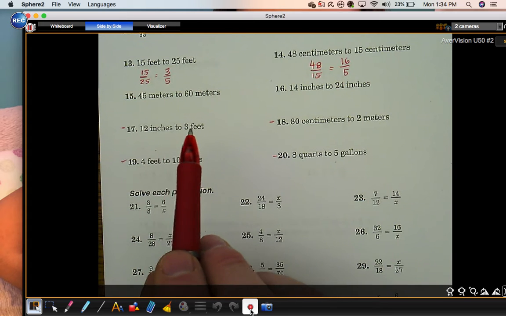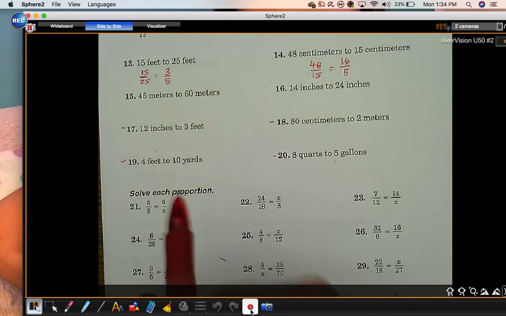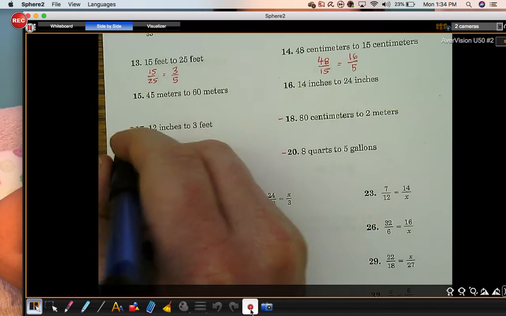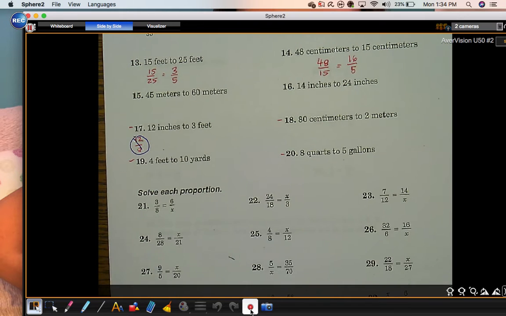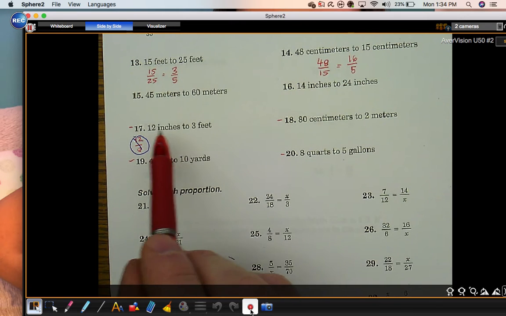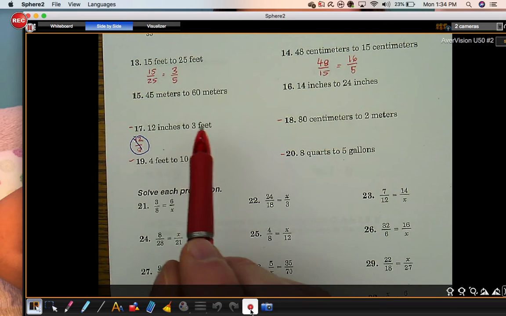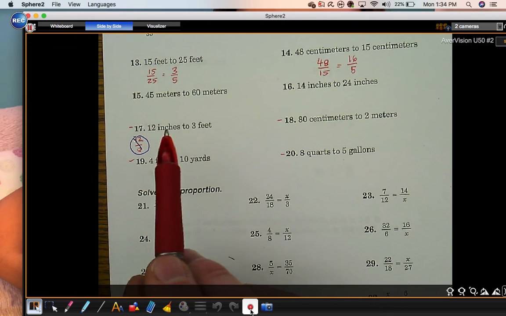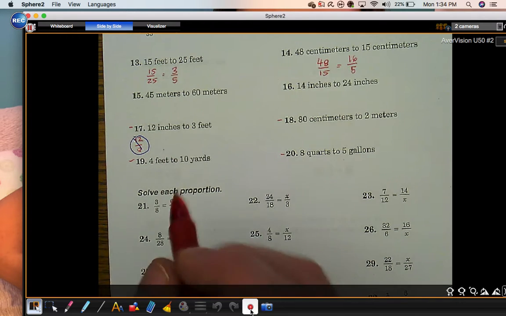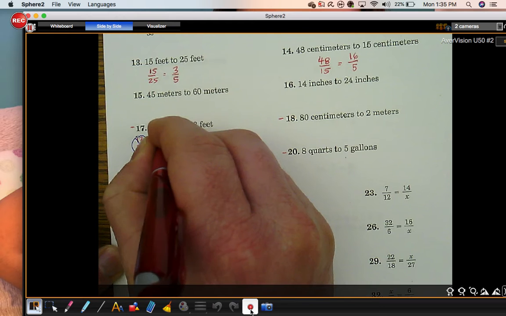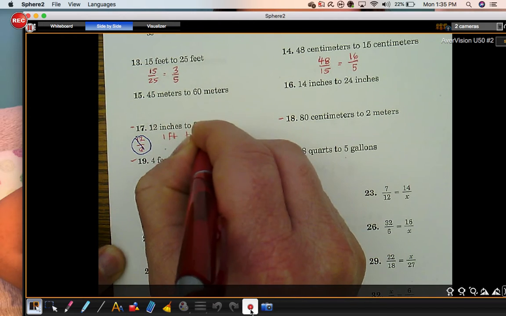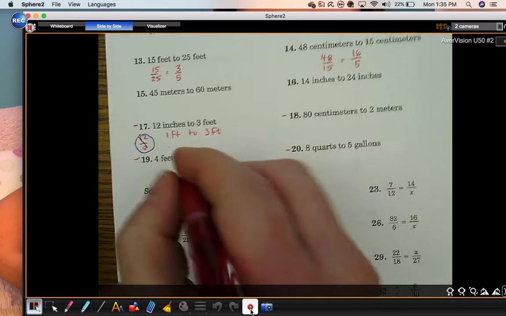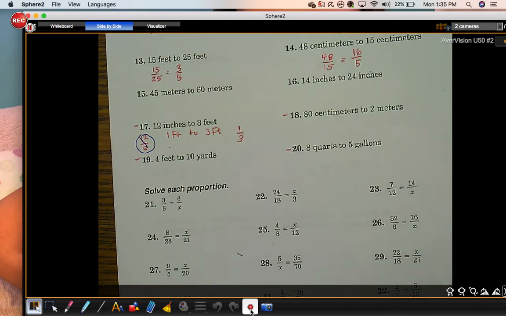12 inches compared with 3 feet. You don't want to write the ratio 12 to 3. If you do this, you're wrong. And the reason you're wrong is the units don't match. You need to convert this to either feet or convert this to inches. It's up to you. You'll get the same answer either way. But I think a lot of us know that 12 inches makes a foot. So we're going to change 12 inches into 1 foot. So here's your ratio. 1 foot to 3 foot. It's just 1 to 3.